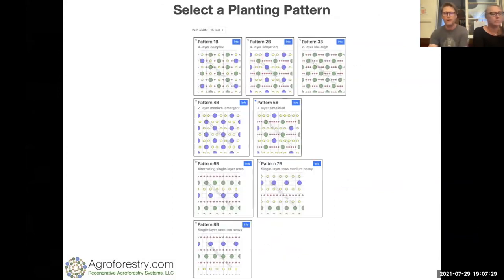Once you've done that, it's going to take you to a page where you can select a pattern. There's a bunch of different patterns, and there are info buttons. You can click on the info button and learn more about it, to help you figure out which one's appropriate for your project. You can also adjust the path width.